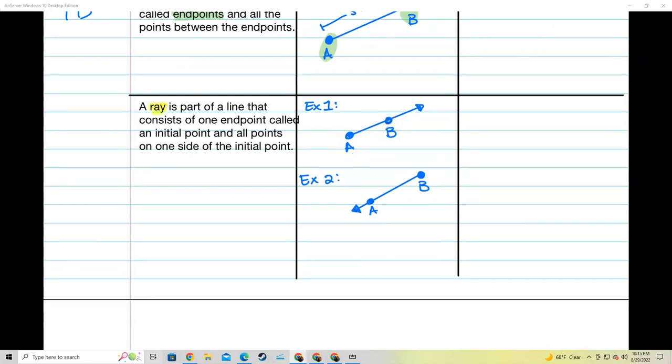Now it says that an endpoint on a ray is called an initial point. So if you have an endpoint on a ray, then we consider that to be an initial point. That means I'm going to go ahead and highlight that word right here. This is another vocabulary word that's kind of embedded. I have an initial point on example 1 at point A because it's an endpoint. B is not an endpoint.